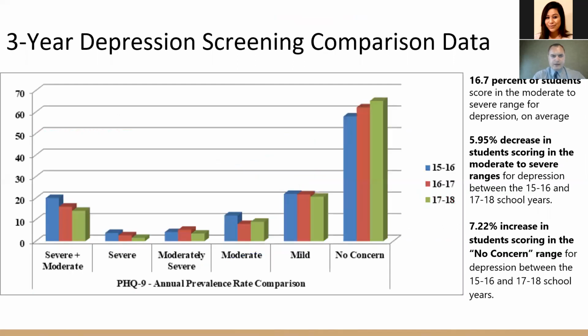Next slide. This is something we're really proud of. We use our aggregated screening data to understand the changes year to year. We've seen a 7.22% increase in students scoring in the no concern range, and about a 6% decrease in students scoring in the moderate to severe range. This is all information that we put into an accountability report that allows us to speak to our stakeholders around, this is the impact of our work. Next slide.